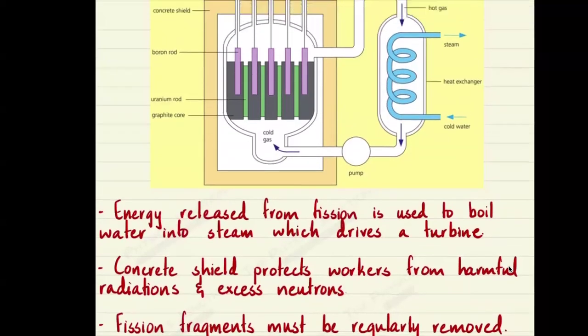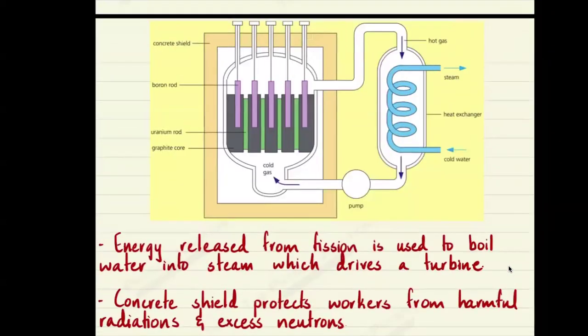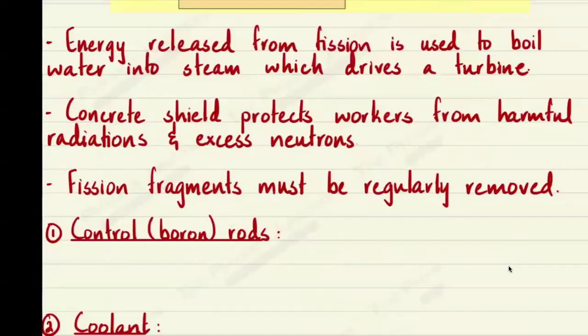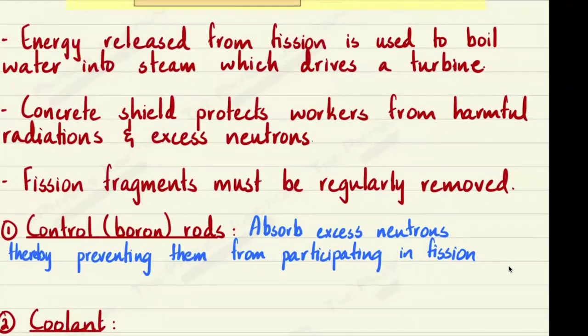All right, so how do we control the rate at which the fission events are happening? One of these is through the use of control or boron rods, which are shown here. These control or boron rods absorb excess neutrons, and this basically prevents them from participating in fission events. Right, so that's one way that you can have some control over how fast fission is happening.